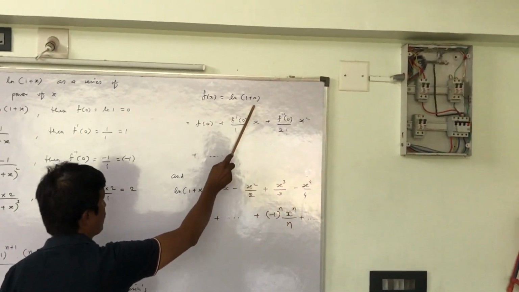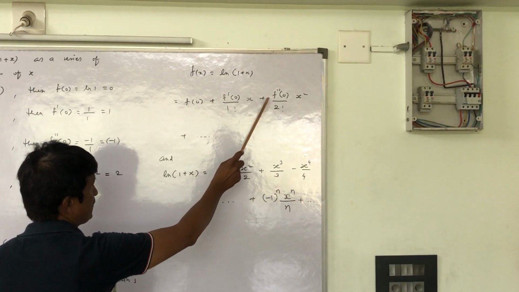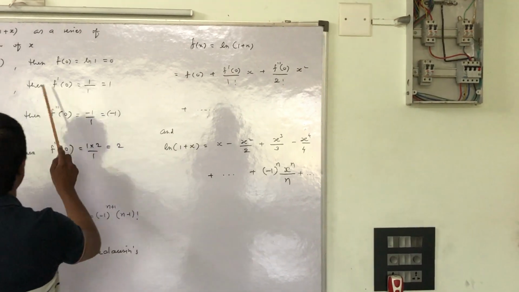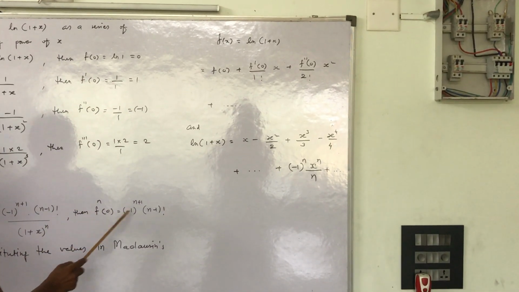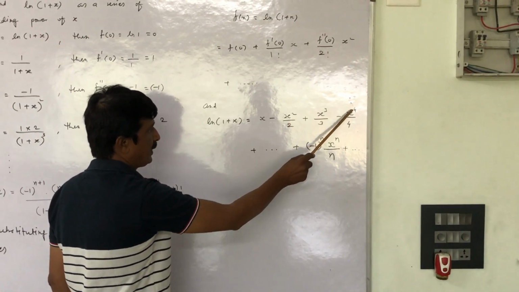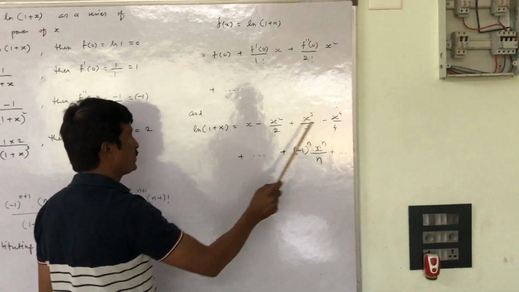f(x) = log(1+x) is f(0) + f'(0)/1! x + f''(0)/2! x² and so on. Putting these values, f'(0), f''(0), f'''(0), etc., we have x − x²/2 + x³/3 − x⁴/4 + and so on, (−1)^(n+1) xⁿ/n plus and so on.